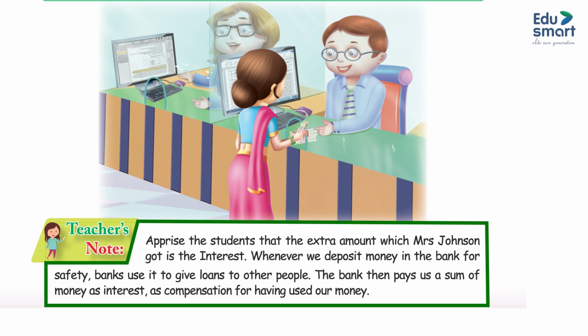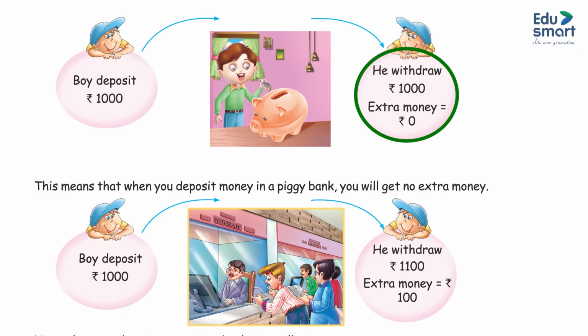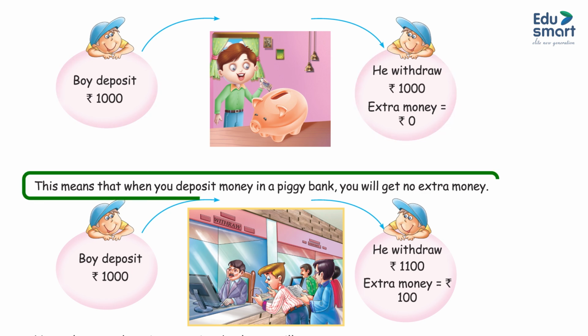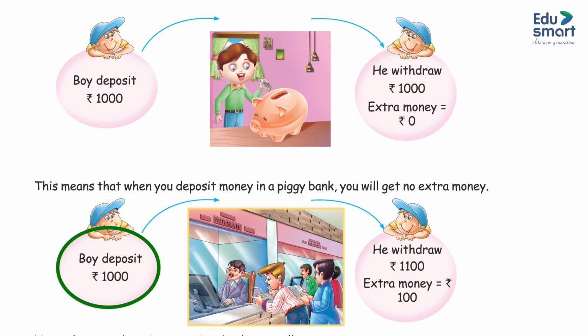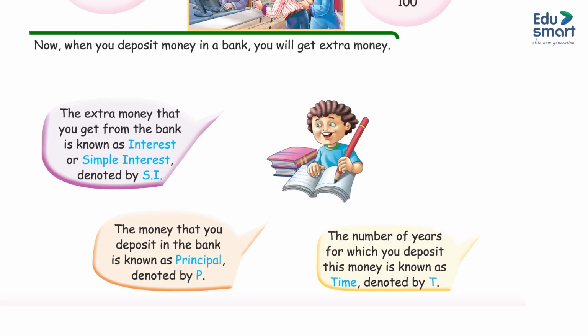Whenever we deposit money in the bank for safety, banks use it to give loans to other people. The bank then pays us a sum of money as interest as compensation for having used our money. A boy deposits rupees 1,000 and withdraws rupees 1,000. Extra money: 0. This means that when you deposit money in a piggy bank, you will get no extra money. A boy deposits 1,000 rupees and withdraws 1,100. Extra money: 100. Now, when you deposit money in a bank, you will get extra money.